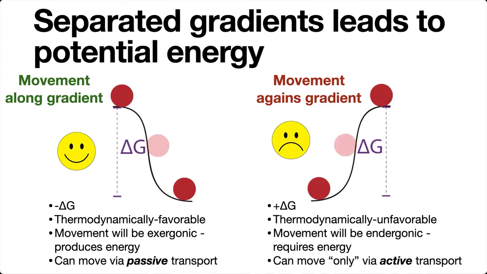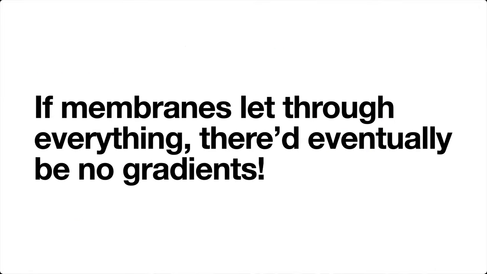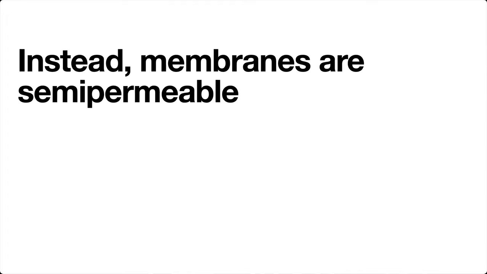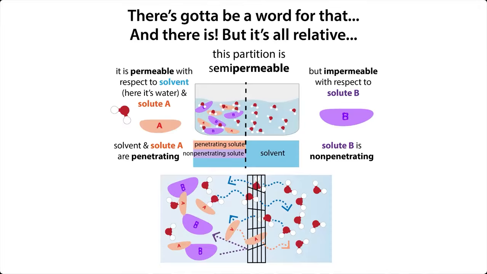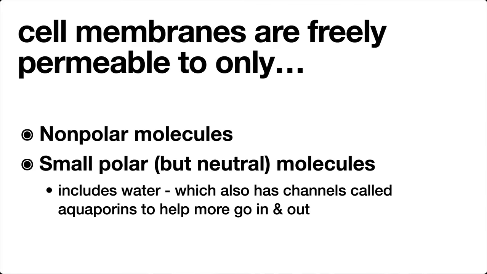And it's this gradient that's going to power the movement of molecules, or this gradient that is going to impede the movement of molecules. If molecules were able to just freely move along their gradients, eventually there'd be no gradients. So we need our membranes to be semi-permeable. In terms of semi-permeable, that means that a membrane will let through some things, but not other things. So cell membranes are only freely permeable to nonpolar molecules, small ones, so they can't be too big, as well as small polar but neutral molecules.